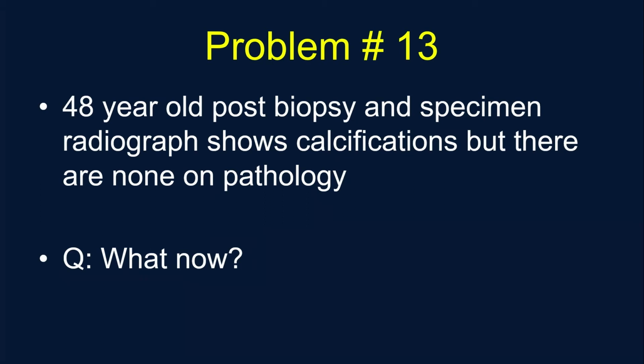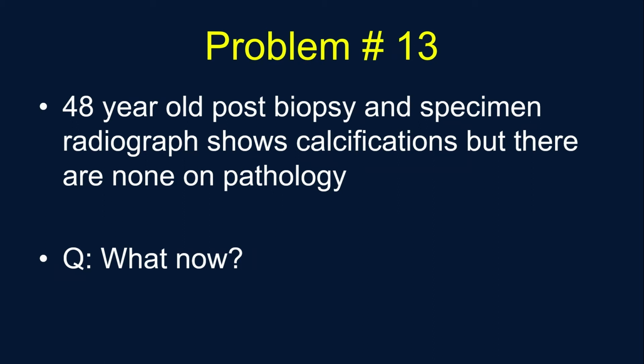Now, problem 13, a 48-year-old had a biopsy, specimen radiograph shows calcifications, so we felt good, we did a really good job, but now the pathologist tells you, sorry guys, I don't see any calcs. So what do you do about that? There are no calcifications that they're reporting. So you think you got the target, you're pretty sure, you got a specimen radiograph, it looks great, but you don't have anything on pathology to account for what you apparently removed. This never happens to any of you guys either, I'm sure, but unfortunately it's happened to me a few times.